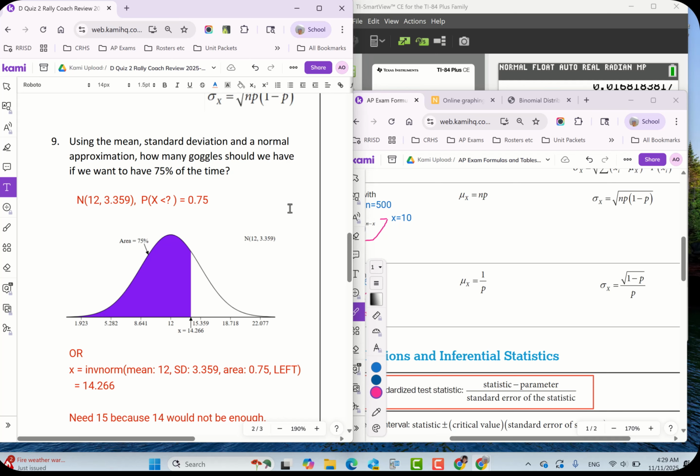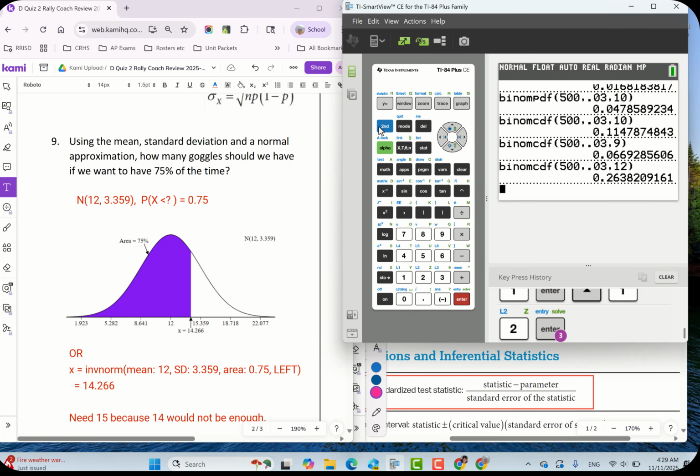Now, in the old days, I actually used to do a 0.5 adjustment. So I would go up to something 0.5, in this case, whatever it is, and go from there. But the reason we're doing this is if I wanted to know how many goggles I need to know 75% of the time, here's the reason we're doing it this way.